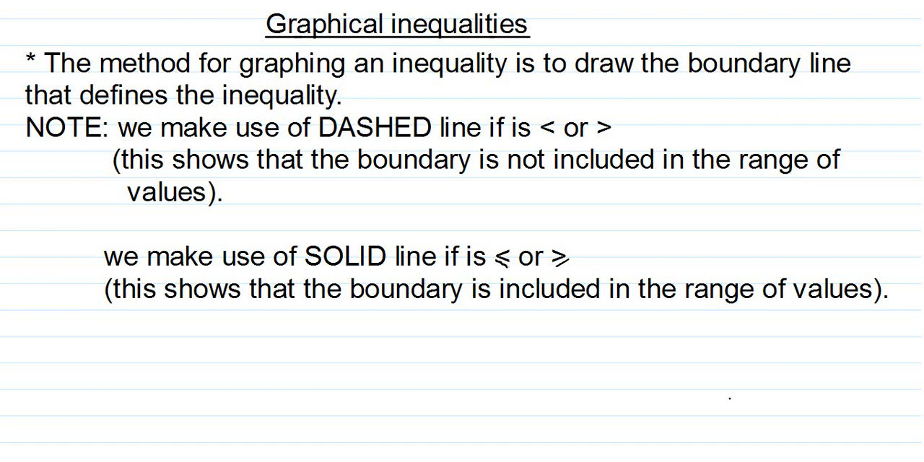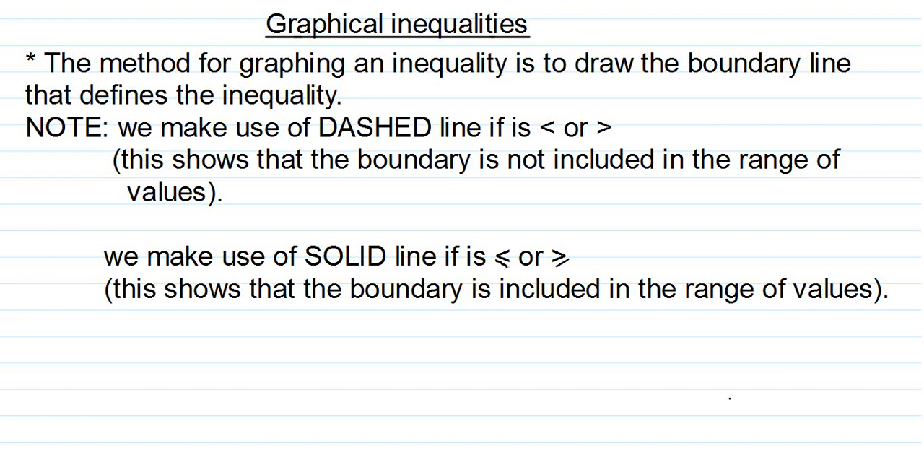Today's topic, we are going to talk about graphical inequality. Before then, we note this, that the method for graphing an inequality is to draw the boundary line that defines the inequality. Then we have to note that we make use of a dashed line if the inequality is less than or if the inequality is greater than, and this shows that the boundary is not included in the range of values. But we make use of a solid line if the inequality is less than or equal to, or if the inequality is greater than or equal to, and this shows that the boundary is included in the range of values.